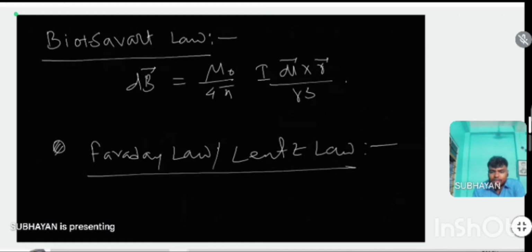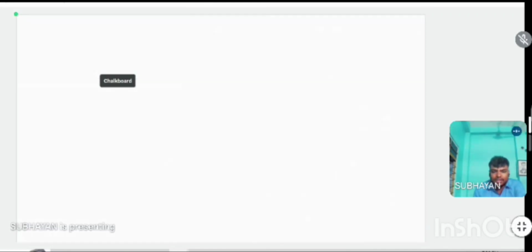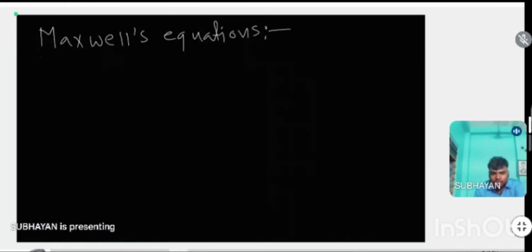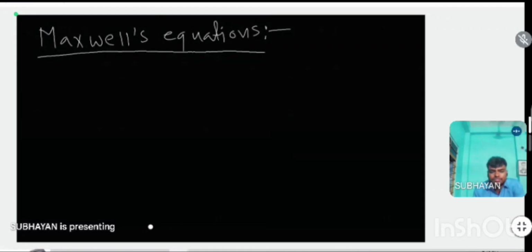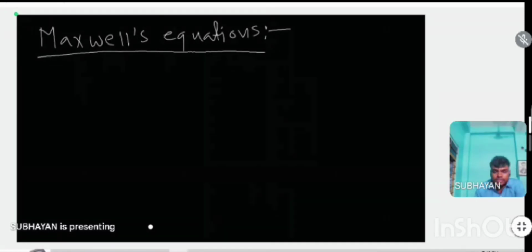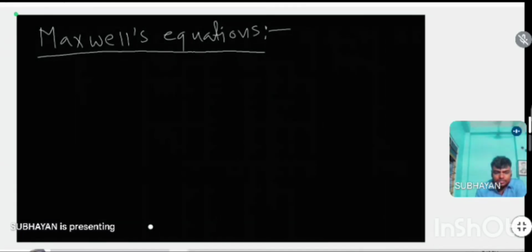All these things were assembled by Maxwell. So the basic laws of electrodynamics are known as Maxwell's equations. The basic laws of electrodynamics are known as the Maxwell's equations. There are four Maxwell equations.